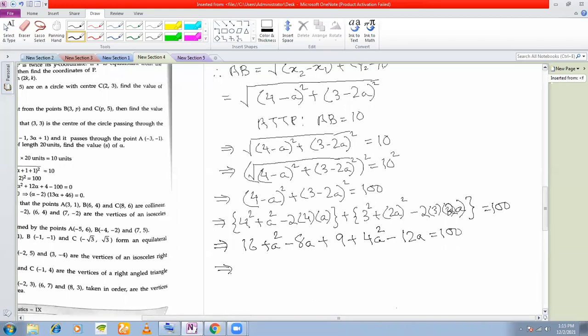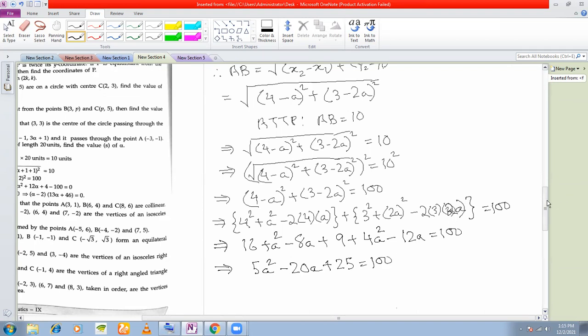Okay. So you simplify the left hand side. You have a square plus 4a square will give you 5a square. And what else you have? You have minus 8a and minus 12a, which will give you minus 20a. Right? And what else you have? 16 plus 9 you have, which will give you 25 is equal to 100.